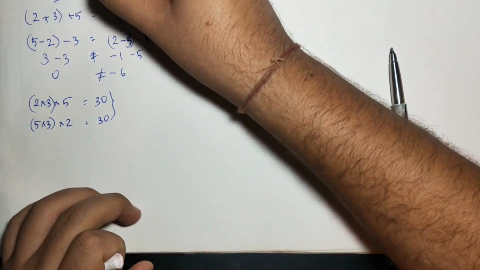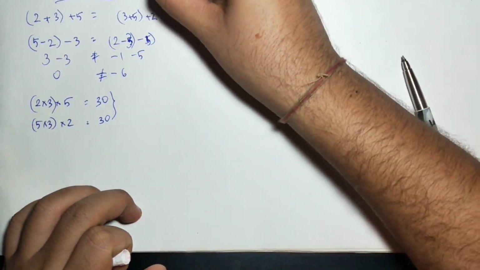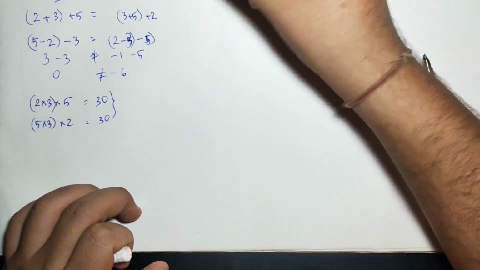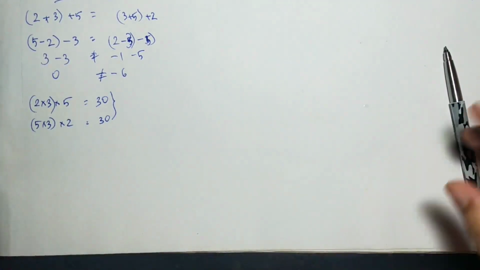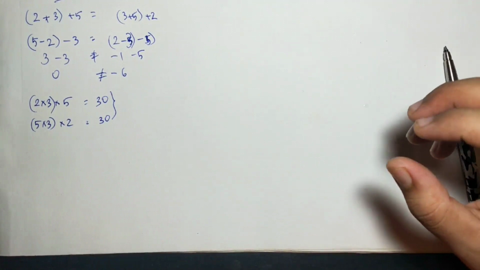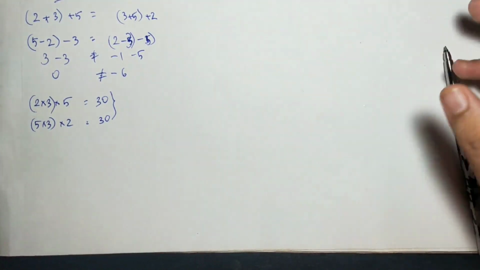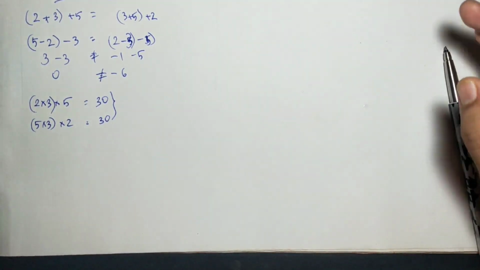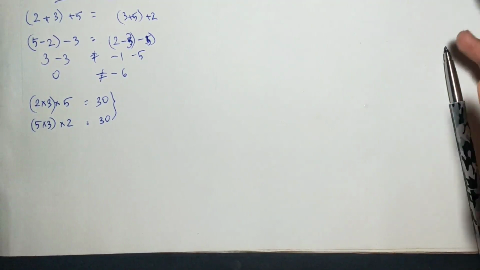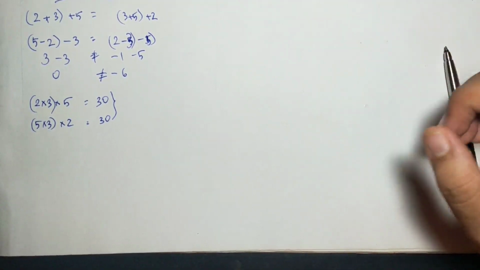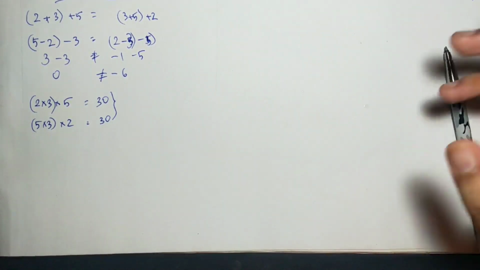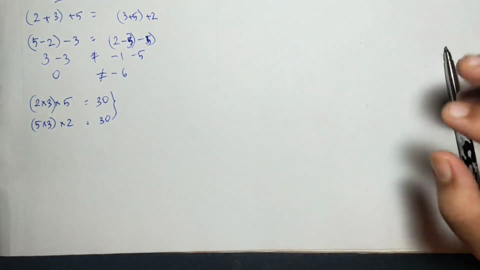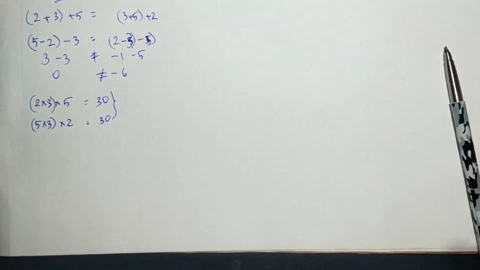So associative property over addition is good, over subtraction is not good, over multiplication is good, over division is not good. These properties were general properties, and these properties of addition, subtraction, multiplication and division were divided into exercise 1.2 and 1.3, which I have explained to you accordingly and together only.